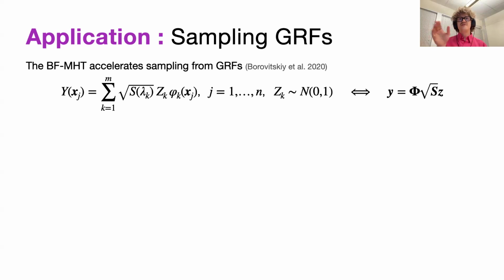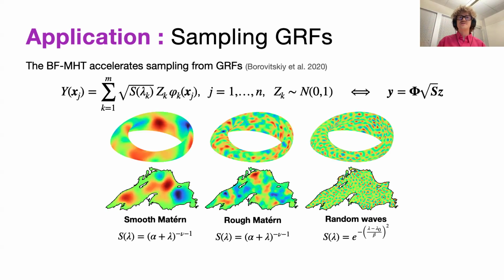So if we think about this in matrix vector form, we can draw a sample from the process by simply applying the manifold harmonic transform to a random vector whose entries have variances which are scaled by the corresponding spectral model that we proposed, which is S, right? So what does this look like?